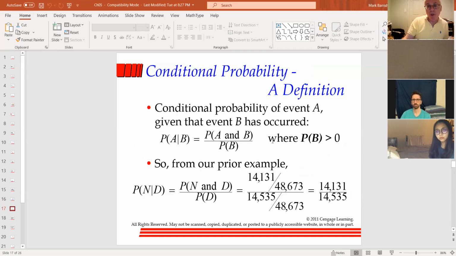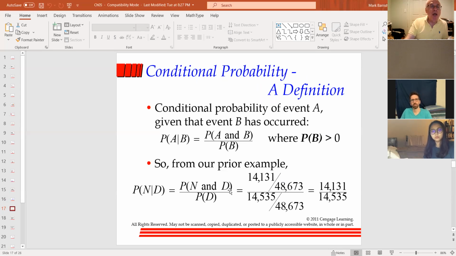And then here's the formula I was just referring to. Conditional probability of A given that event B has occurred. When they say event B has occurred, meaning that we're still finding the probability of A, but now we know something about this other event called B. So it's the joint probability of A and B divided by the probability of B. If we were going to reverse this and say, what's the probability of B given A, the numerator is the same, but the denominator becomes probability of A. Okay?